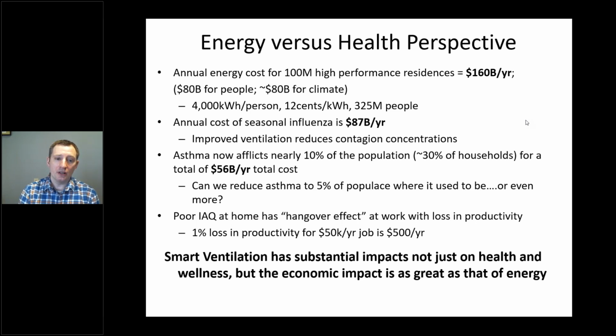In ventilation, increased ventilation during times of influenza can reduce contamination and spreading of the flu. And so there's a direct cost savings benefit to having a good ventilation and air quality. Asthma is becoming more prevalent. You probably know someone if you yourself or your family member aren't afflicted with it. It's now up to 10% of the population. So a third of the households have asthma. And this has a cost of $56 billion per year. And so can we reduce that down to where historically it has been, 5% or even less?